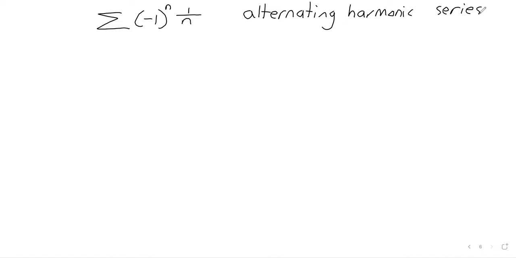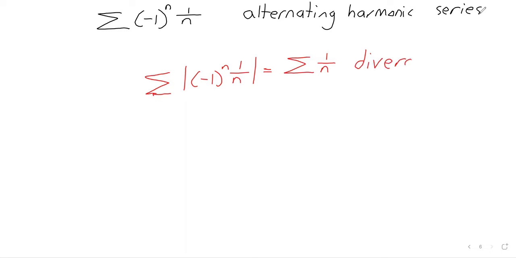So we can try the same thing we tried on the last frame, which is, well, what if we put absolute values there? And unfortunately, the answer to that question is that if we put absolute values there, the series diverges. And this does not give us any information. This is the part of the frame that you'll just have to take my word on for the moment. But in fact, the alternating harmonic series is a convergent series. So it doesn't converge absolutely.